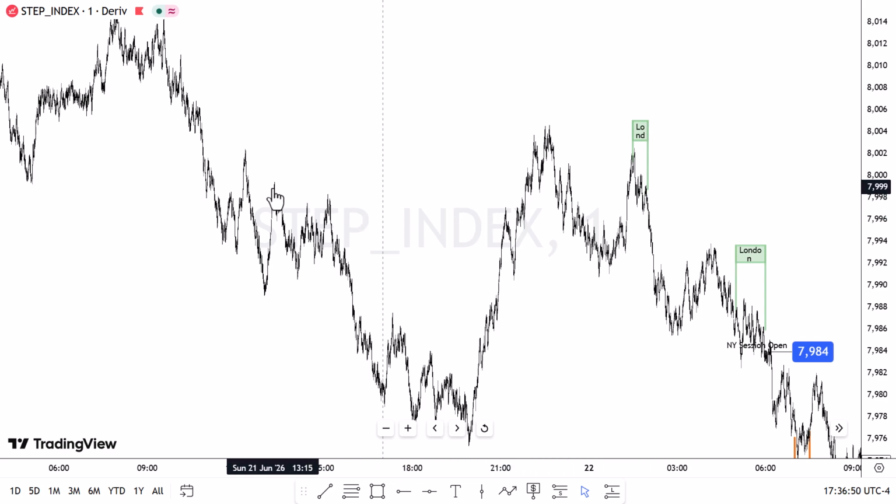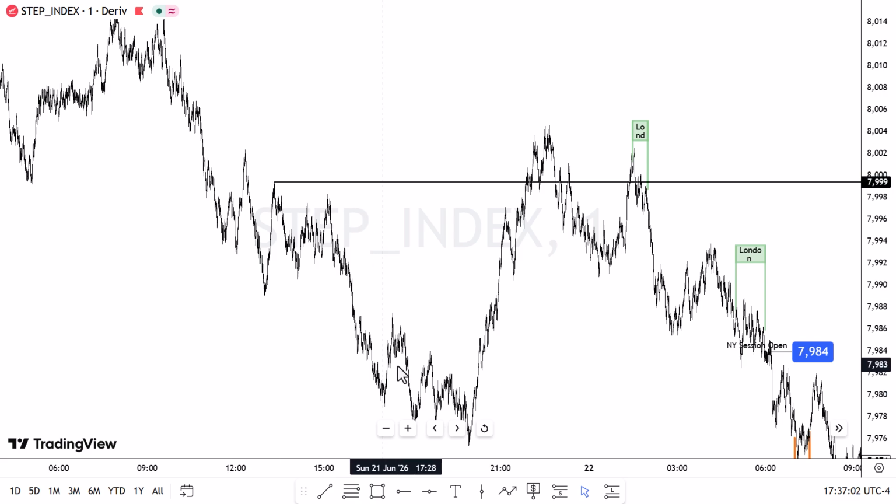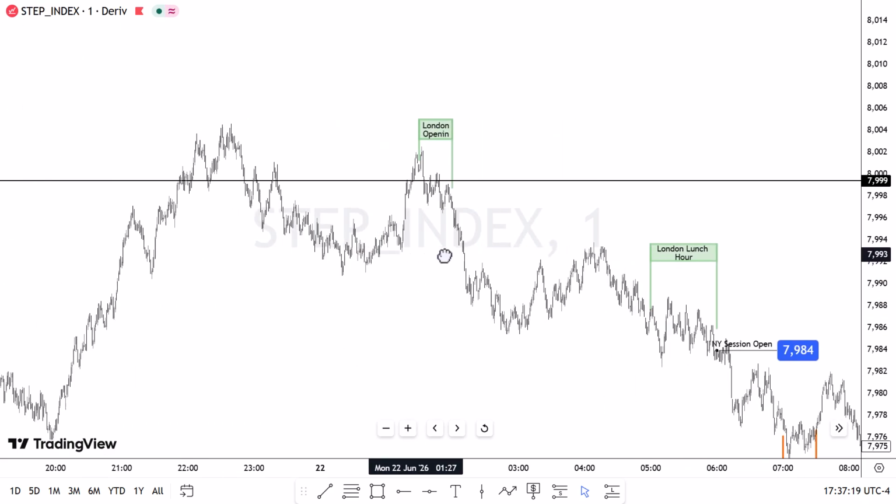So around this time of the day, this is the previous day, by the way, we had the PM session, right? So when we began the new trading day on the 22nd, we went up, right? We went up and we attacked the buy side liquidity of the PM session. Okay. Now I'm going to zoom in a little bit.